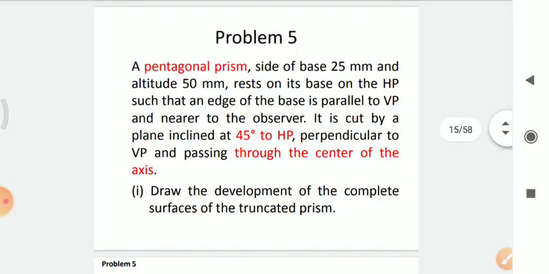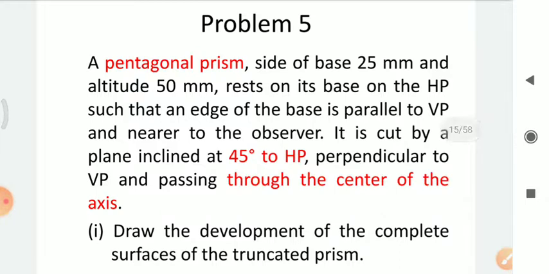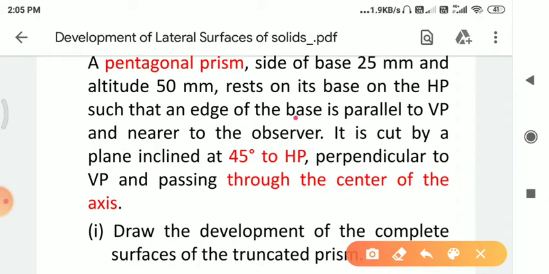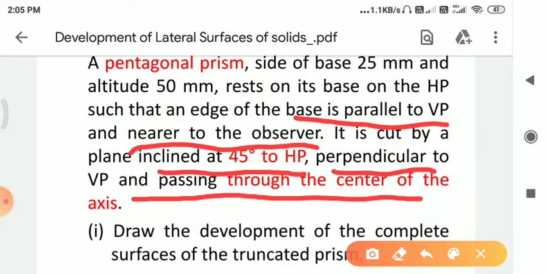First, what he says here: pentagonal prism, side of base is 25 mm and altitude, which means the axis height, is 50 mm, rests on its base on HP such that an edge of the base is parallel to VP and nearer to the observer. Important: parallel to VP and nearer to the observer. It is cut by a plane inclined at 45 degrees to HP, perpendicular to the VP and passes through the center of the axis. So this term is very important. Now we'll see the problem.